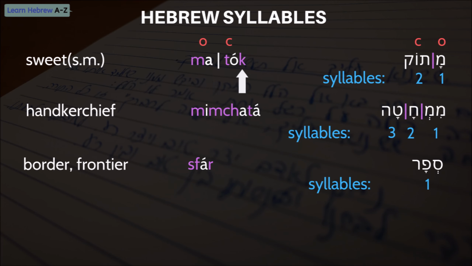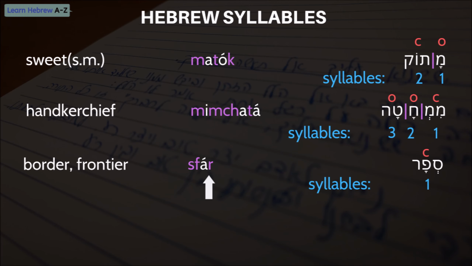Let's continue. In the word mimchata, the first syllable is mim. It ends with a consonant, therefore a closed syllable. The second syllable is cha, ends with a vowel, therefore an open syllable. The last syllable, ta, is also an open syllable, also ends with a vowel, a in our case. Now let's look at the last word. The last word, sfar, is a one-syllable word, and it ends with a consonant, therefore a closed syllable.